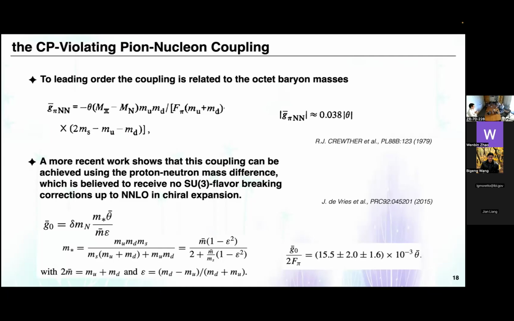Okay, so for this coupling, there are chiral perturbation theory calculations. For example, a very old one relates this coupling to the octet baryon masses. A more recent one uses the proton-neutron mass difference to calculate this coupling, and they claim that such a calculation receives no SU(3) flavor breaking corrections up to NLO. So this is their number, and it is precise.